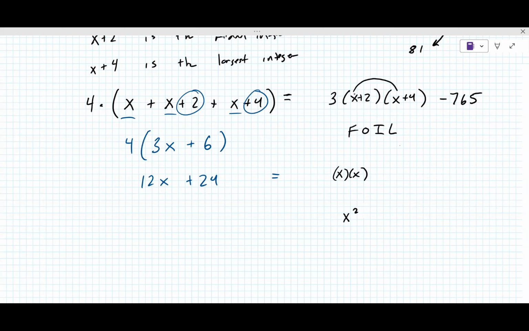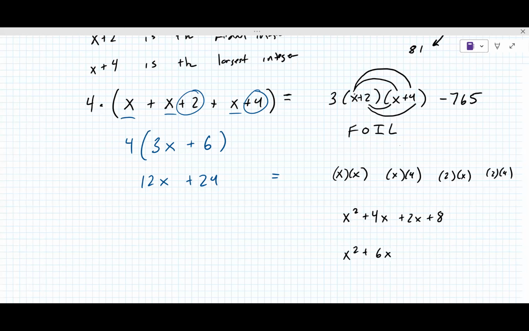Squared. O refers to the outside or outer, and that's the x times the 4. Yeah, that's why I call them outies. Outies, yep. And then I stands for inside or inner, or I guess innies, 2 times x. So that's 2x. And then L stands for last, 2 times 4, which is 8. So this is x squared plus 6x plus 8. You can almost always combine the O and the I when you're doing this.